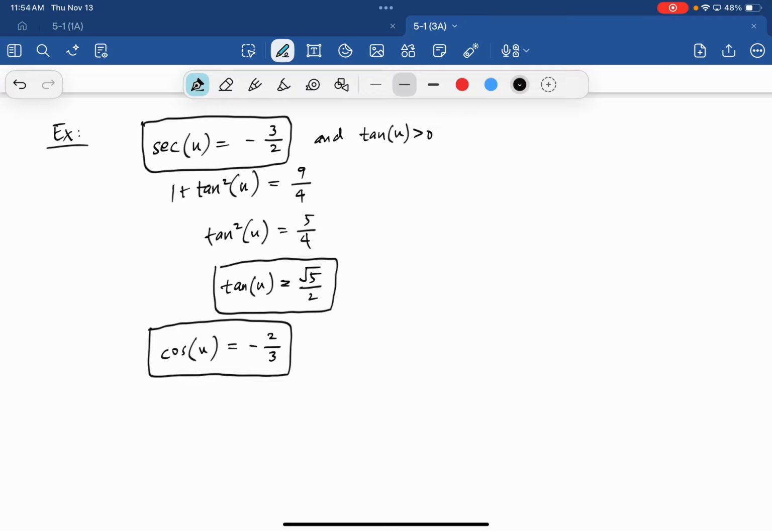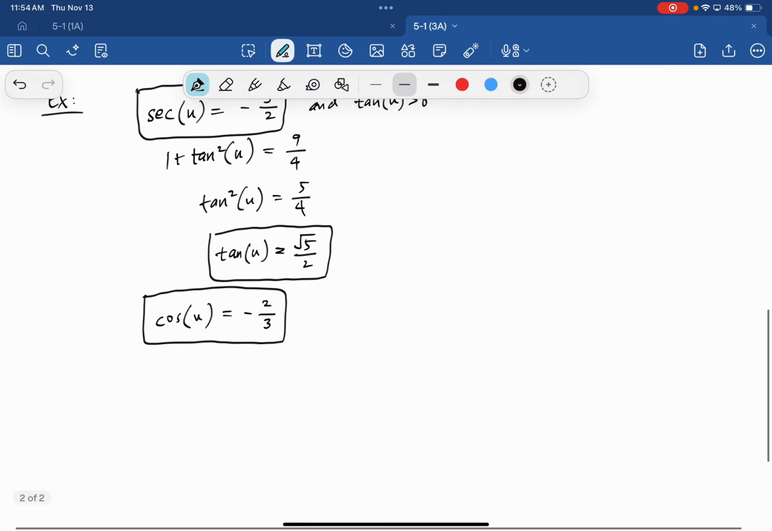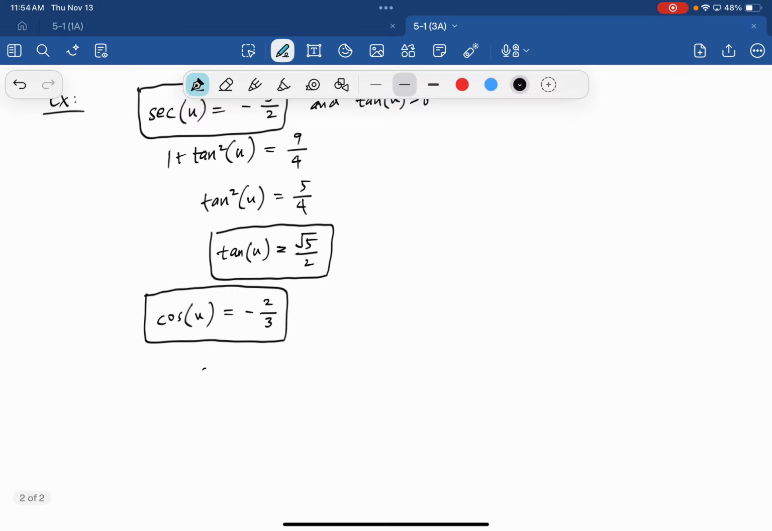Okay. Well, how do we find sine if we know cosine? We're just going to use the Pythagorean identity again, right? So sine squared plus cosine squared, which is 4/9, is going to be equal to 1. Sine squared plus cosine squared equals 1. And so that's going to tell us that sine squared u is equal to 5/9. How did it go from 4 to 5? 1 minus 4/9 is 5/9. Okay. Okay?